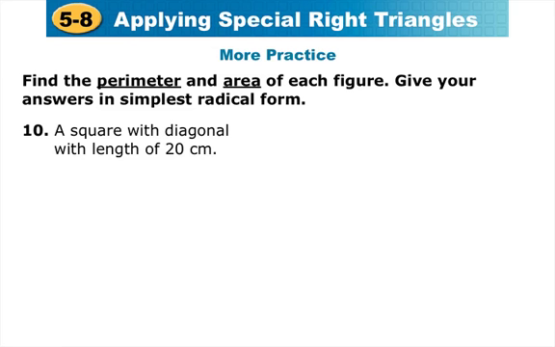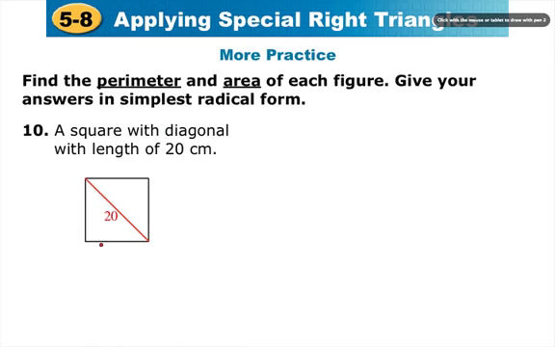This is the last problem, and this is going to be a little bit different. I'm not going to give you every single step, but you should be able to work through the problem and come up with the values that you're going to see in the video. So here we go. This is a square with a diagonal with length 20 centimeters, and you want to find the perimeter and the area of this figure. This is the picture that goes with it.